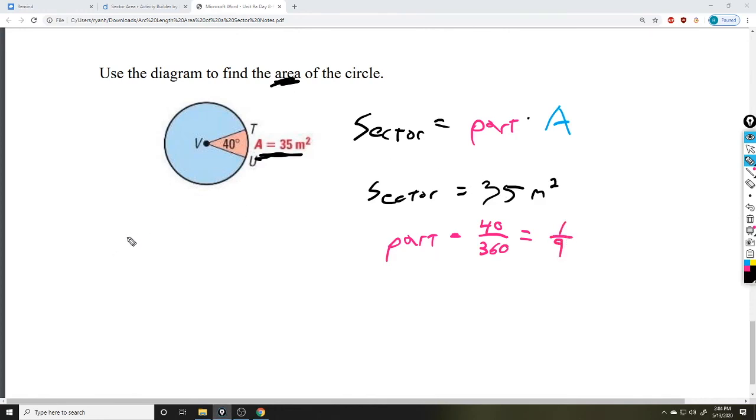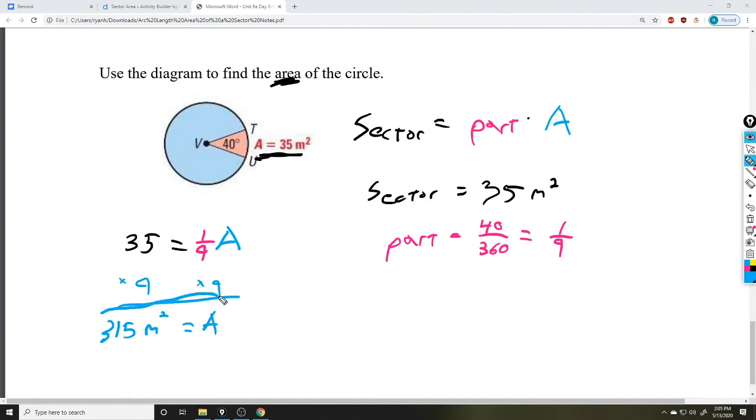So in our equation, we have our sector, which is 35, equals our part, which we just found was 1/9, times the area that we don't know yet. So in order to do this, all we need to do to solve the equation is multiply by 9 on both sides. Get rid of the fraction, just like we did last time. So our area is going to equal 35 times 9, which is 315. And that's going to be meters squared. Again, because it's an area. So that's our total area. 315 meters squared.